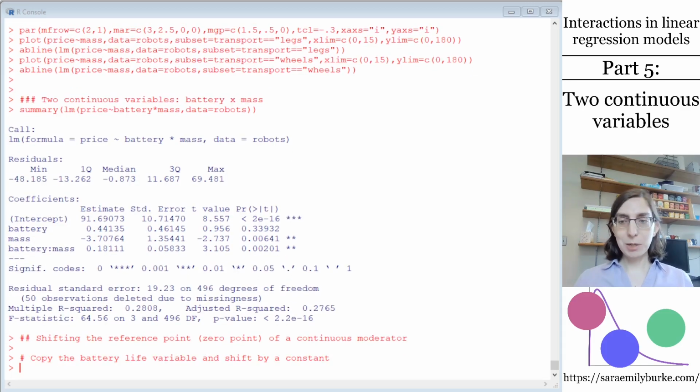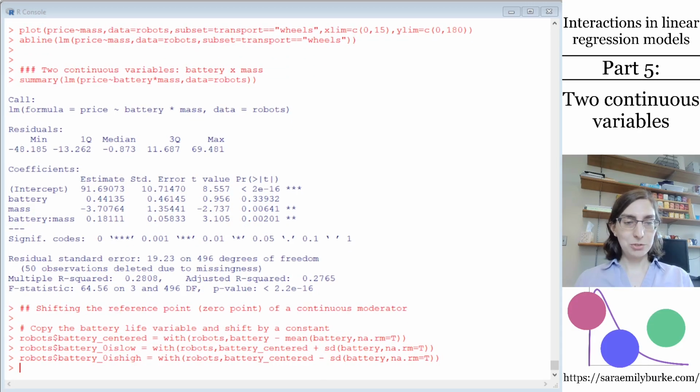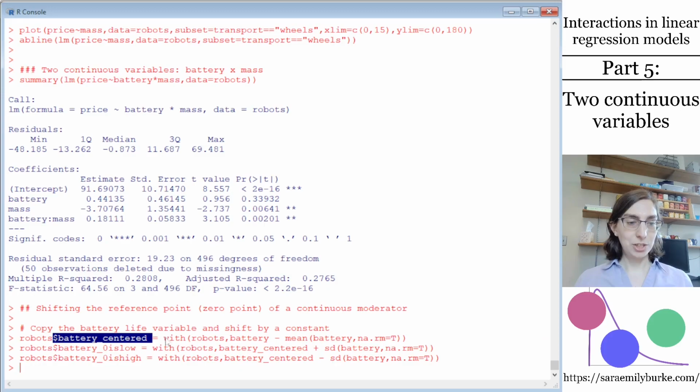So the first thing that I'm going to do to illustrate is make a copy of the battery life variable and show you what it looks like when I shift it by a constant. I'm going to calculate 3 versions of it here. The first one is called battery centered, and it's the result of taking the battery variable and subtracting its own mean, the mean of the battery variable, removing missing values.